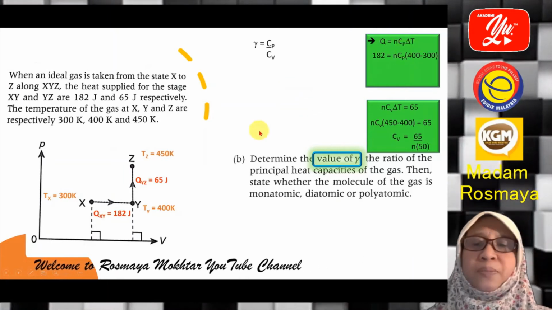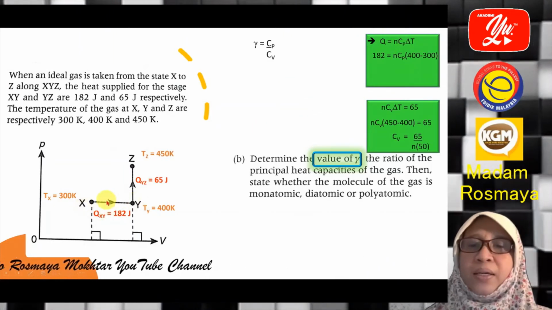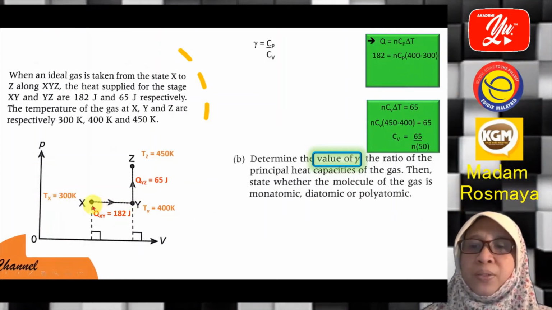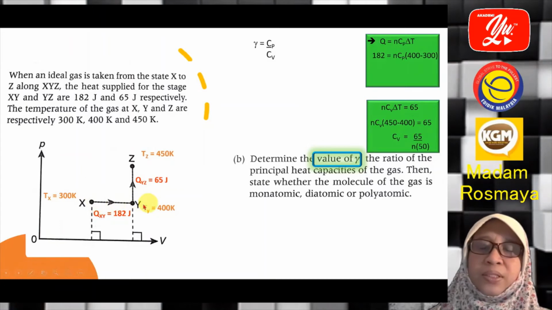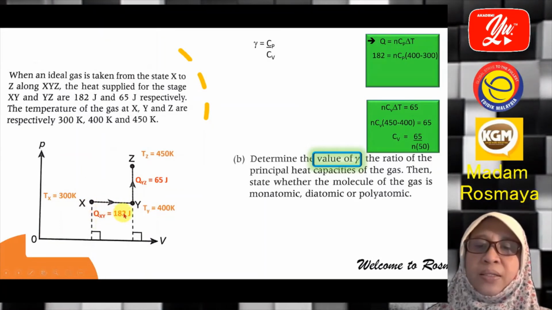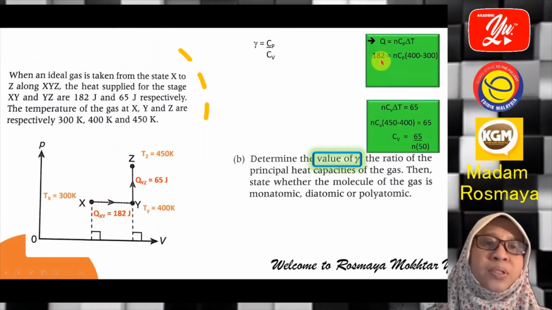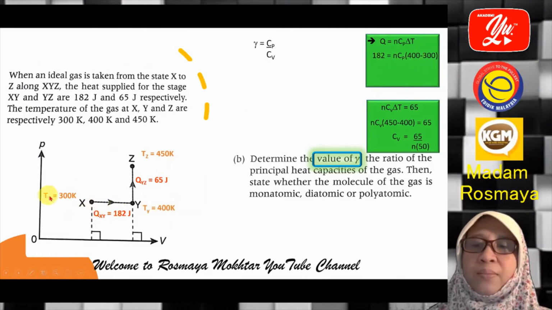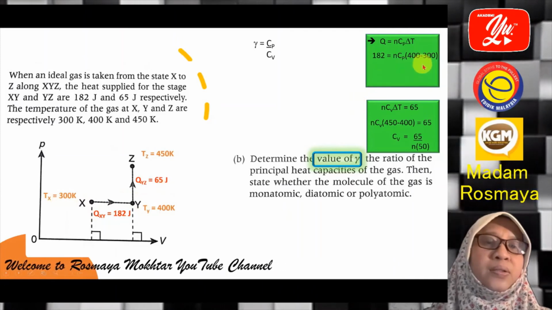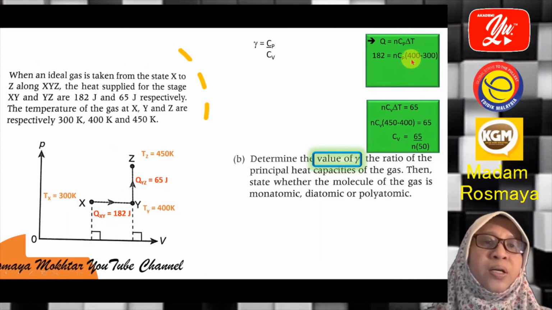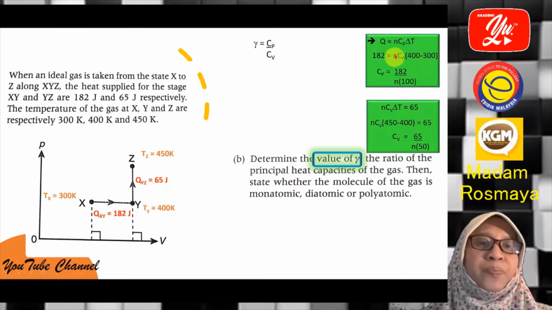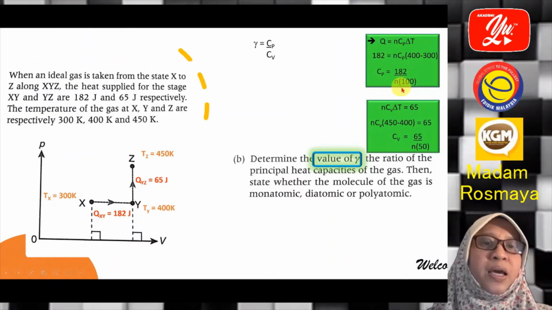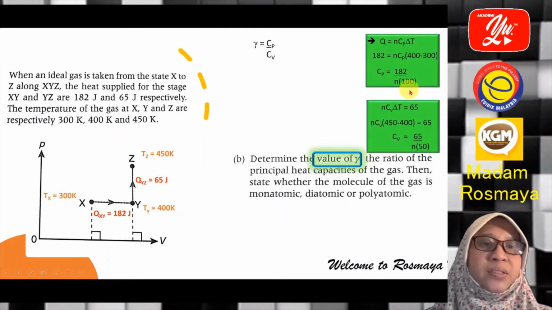The constant pressure is X to Y. Here is constant pressure. Refer to the y-axis here, P. So it's a horizontal line, so this is constant pressure. So the Q is 182 joule. So we substitute the 182 joule here. The temperature change X to Y is 400 minus 300, so we substitute into here also. So we calculate CP. We rearrange the equation and get CP equals 182 per n times 100.